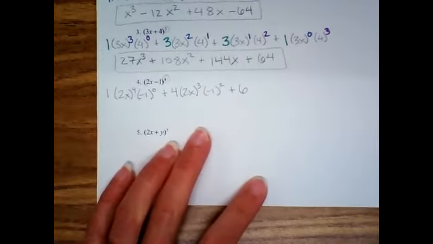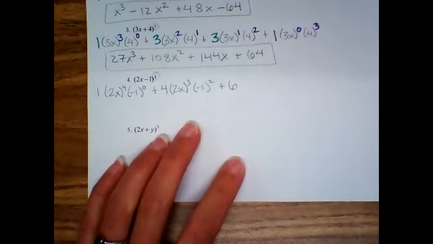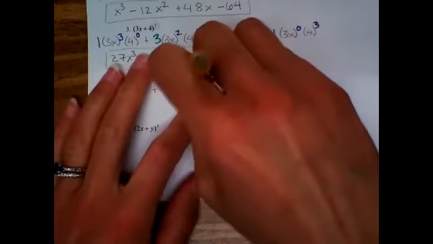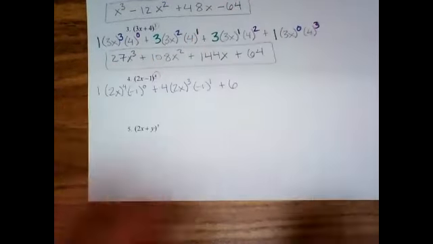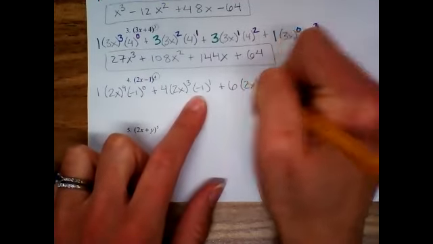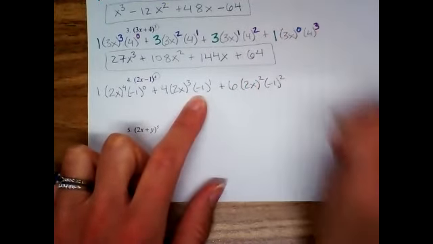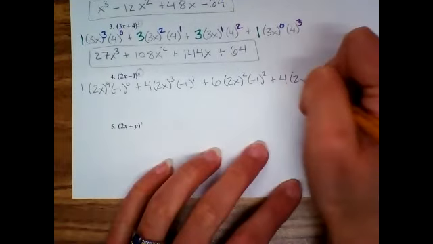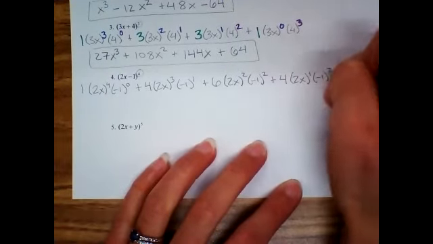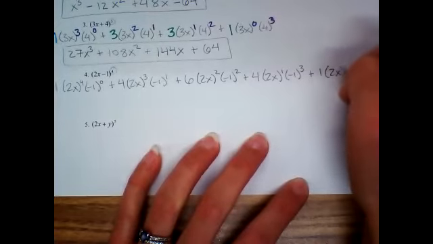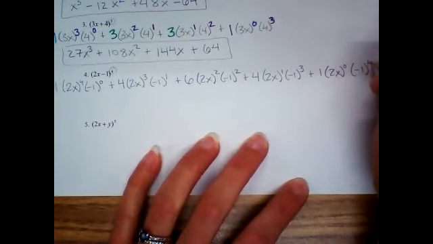I'm going to start to speed this up because I think we're getting the hang of this. 1. Oh, there, 1. Thank you. Geez, lots to look at. All right, so 6 and then 2x squared, -1 squared. And then 4, 2x to the 1st, -1 to the 3rd. And then 1, 2x to the nothing, -1 to the 4th.